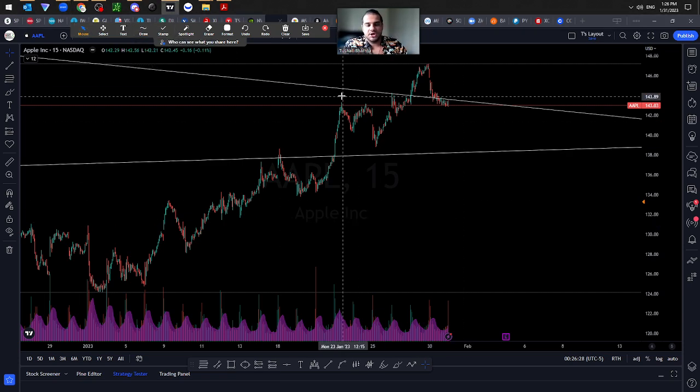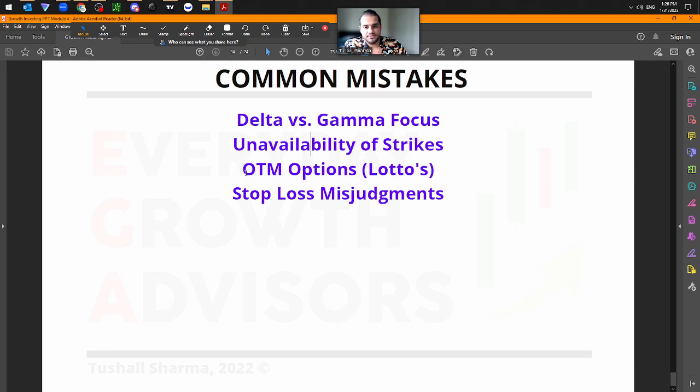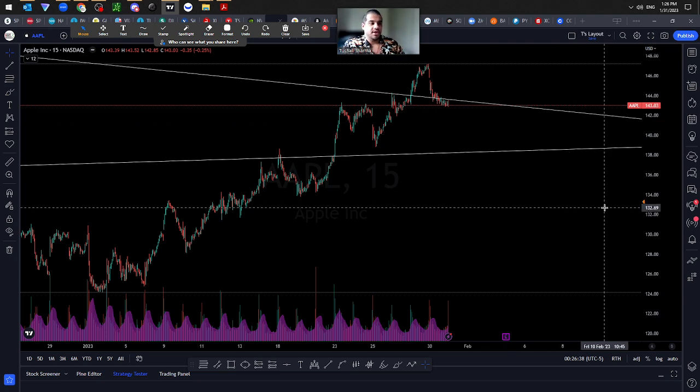So I hope that was somewhat clear and you understand that part. Now, next, out the money options, lottos. Let's talk about them. Sure, guys, it's really fun to degen and take trades that you think might not happen, but what if it does?